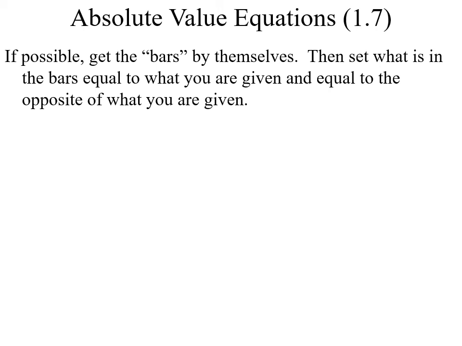So if possible, you've got to get the absolute value bars by themselves. Then whatever's inside the bars is equal to what you're given and the opposite of what you're given. So for instance, if you had the absolute value of 2x plus 1 equals 3, I would make it be 2x plus 1 equals 3 and 2x plus 1 equals negative 3. So you make it what it's equal to and the opposite of what it's equal to.